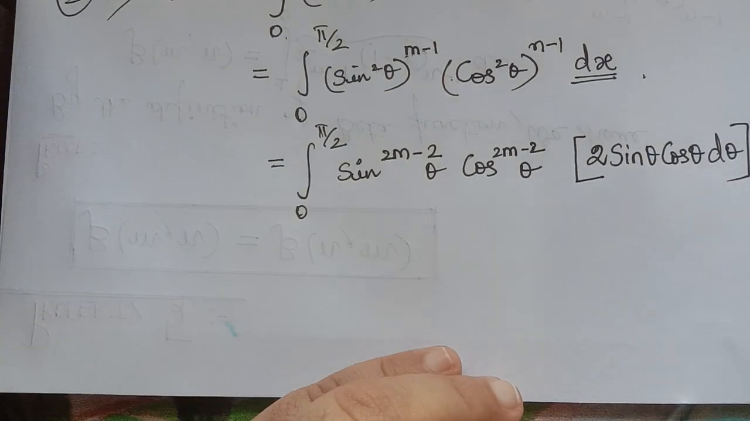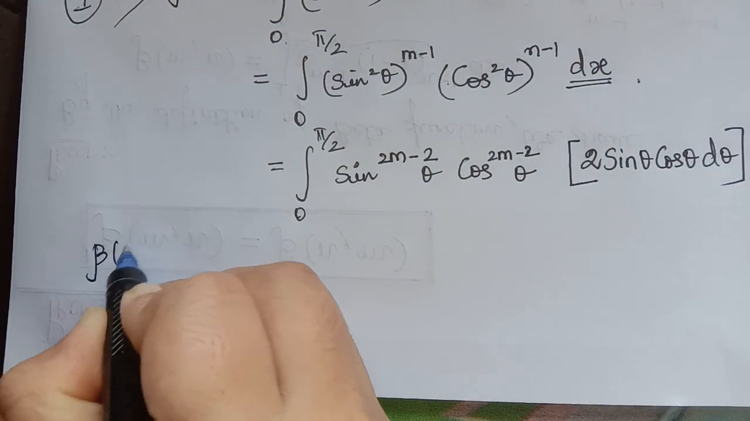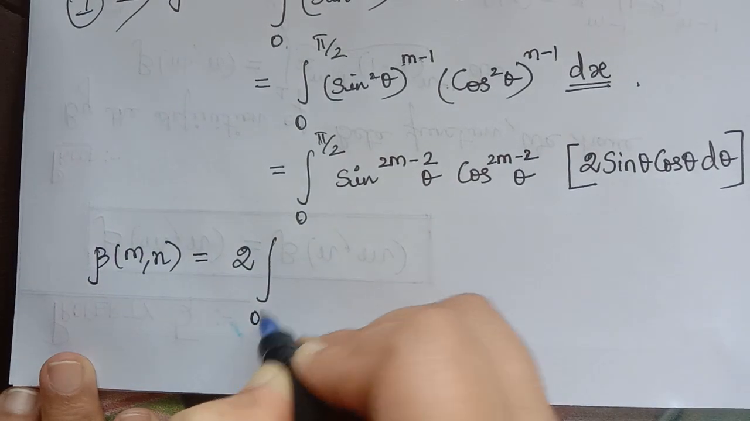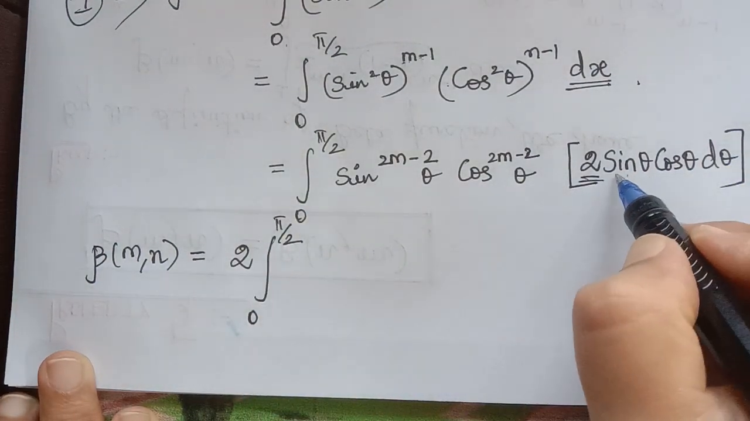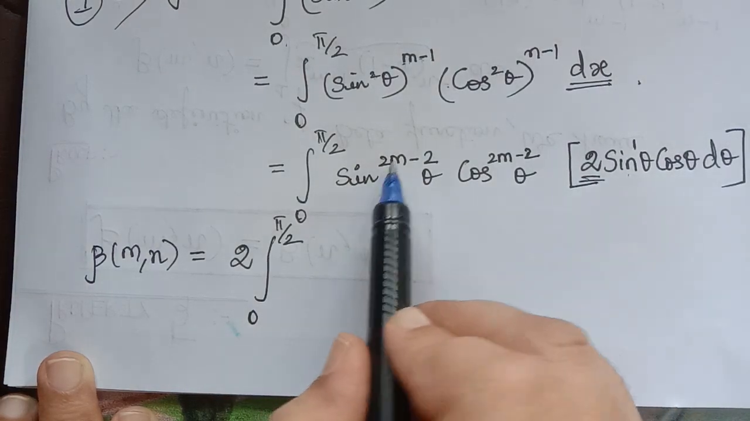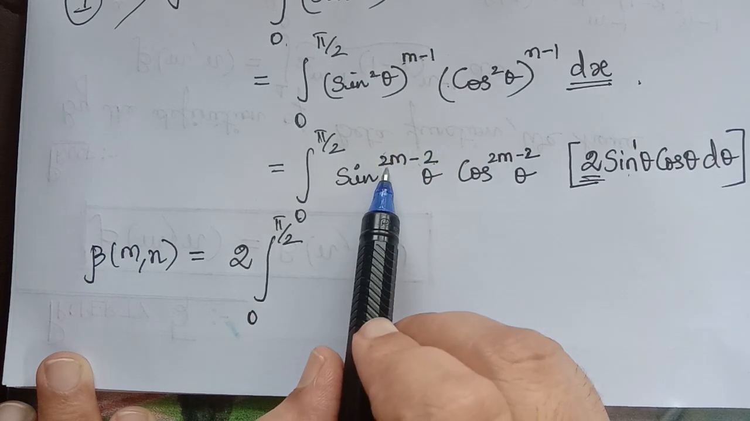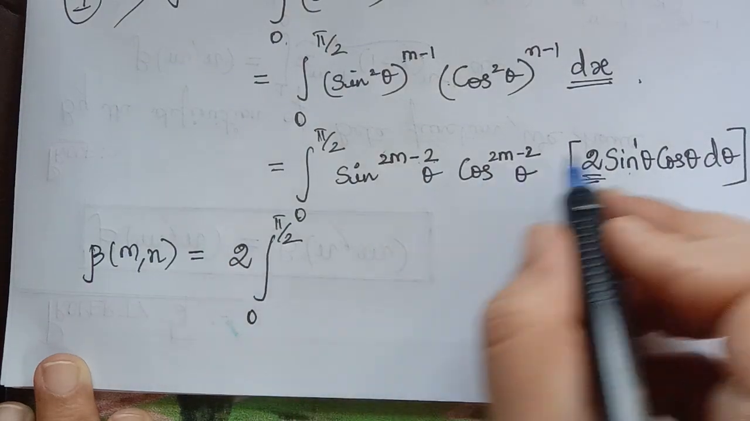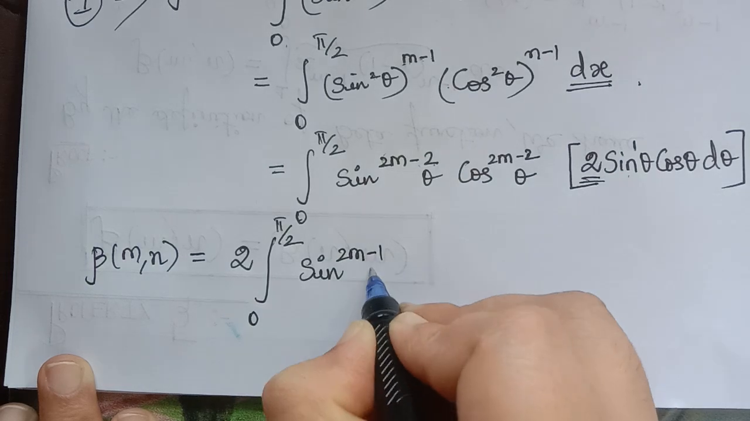So now this 2 is a constant. It can be taken outside of the integral. So therefore beta of m comma n will be equal to twice integral 0 to pi by 2. Now we have taken this 2 outside, and the power of sine theta here is 1, and the power of sine theta over here is 2m minus 2. So we have to add the powers. So when you add the powers, we will get 2m minus 2 plus 1, which is 2m minus 1. So therefore sine to the power 2m minus 1 theta.